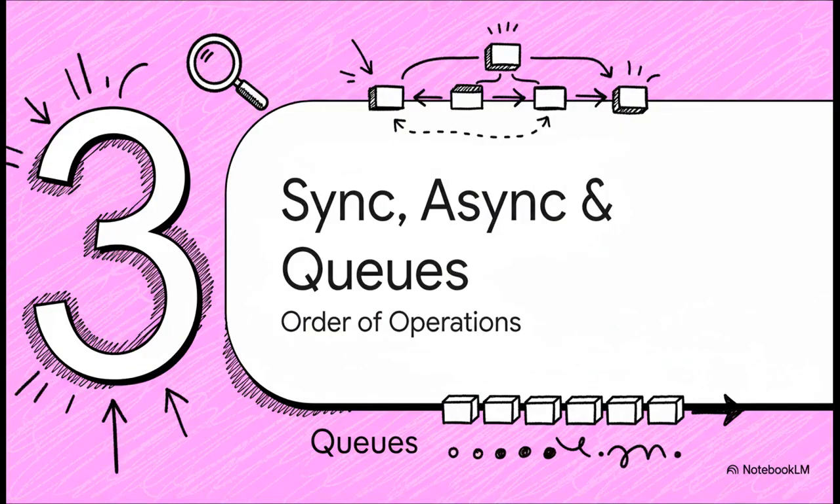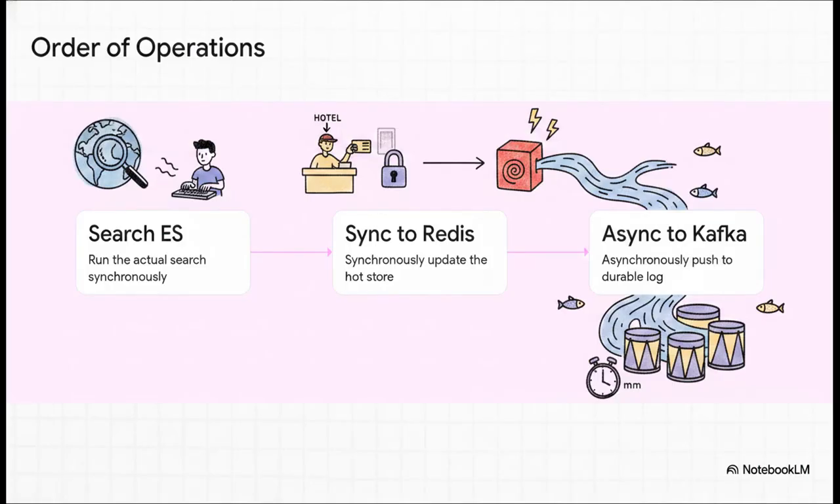Okay, section 3, sync, async, and queues. It's all about the order of operations. The flow of operations totally dictates the user experience. It's literally like checking into a hotel. You get your room key immediately. That's our synchronous call to Redis, while the heavy backend analytics process in the background asynchronously through Kafka.